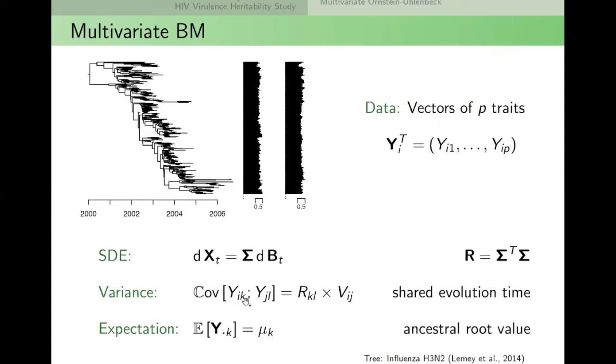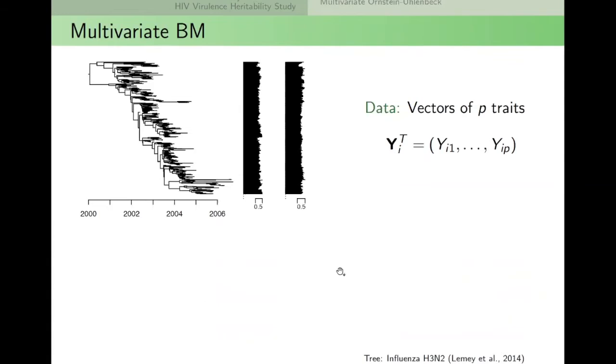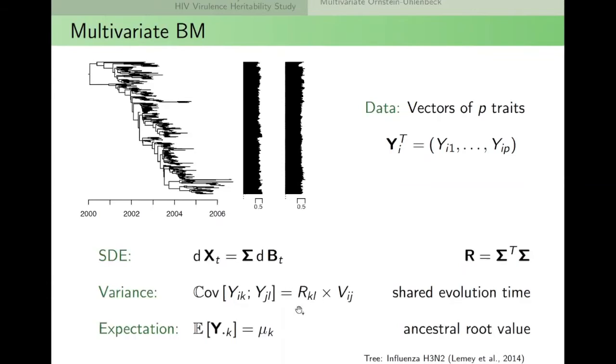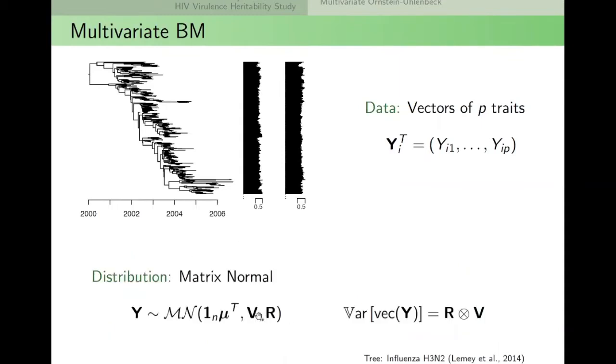So the covariance between trait K of tip I and trait L of tip J is just proportional to the time of shared evolution between the two tips I and J, so V_ij, times the covariance between traits K and L. Okay, so this is a very natural structure to have. It's very similar to the structure we had here, except that it is multivariate. And the variance, same as before, doesn't change. So this covariance structure can be written like that.